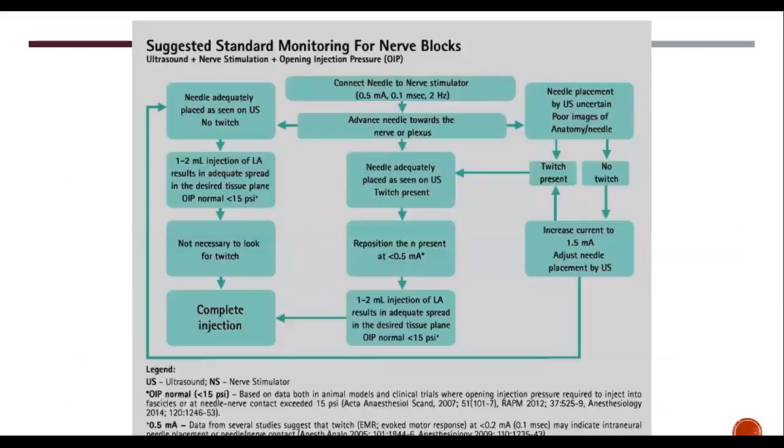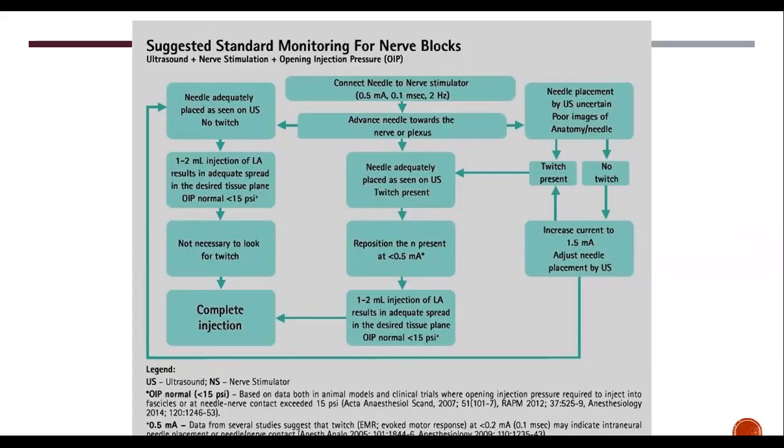So this is the flow chart. Connect a needle to nerve stimulator, 0.5 milliampere, 0.1 millisecond pulse width, 2 Hz frequency. These are the standard settings. And advance the needle towards the nerve or plexus. You're using ultrasound also here. So suppose your needle is adequately placed, seen on the ultrasound screen, and twitch is present. Otherwise reposition the needle. With the needle placement present and the twitch present at less than 0.5 milliampere, 1 to 2 ml of injection of local anesthetic results in adequate spread in the desired tissue plane, and the opening injection pressure is less than 15 psi. So everything is seen. So this is called the triple guidance.